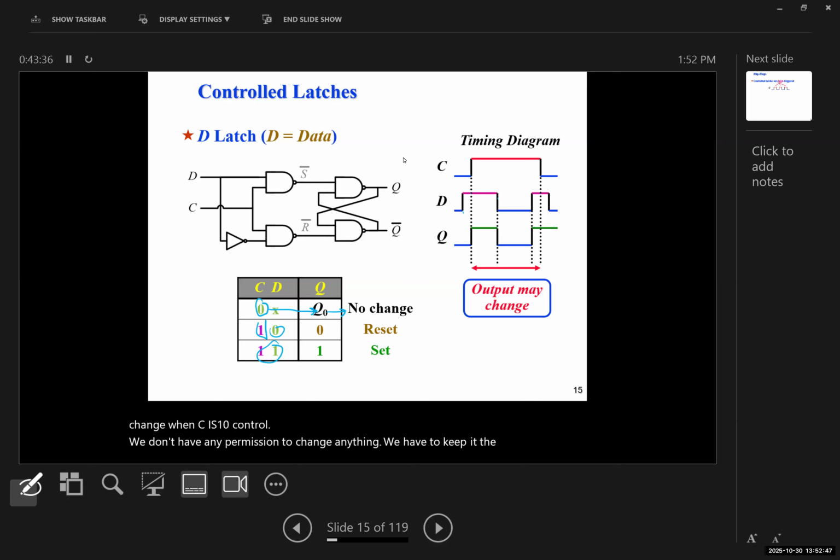So think of C or clock as permission. When it's 1, you only have permission to change anything. When it's 0, you're not allowed to change anything. You have to keep the status quo, everything that is already there.